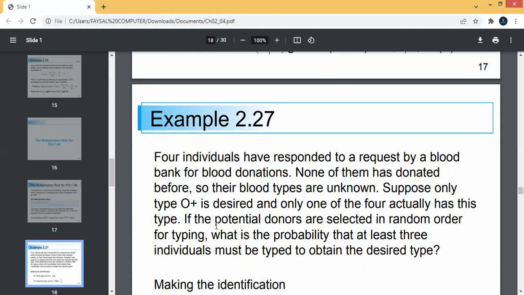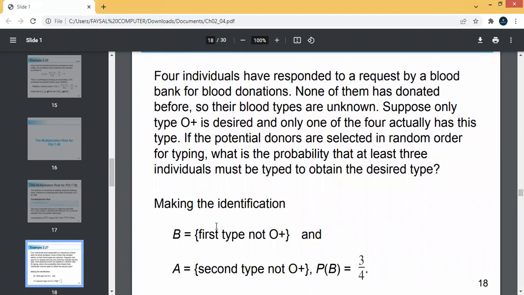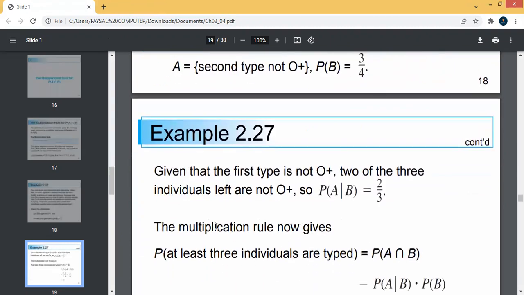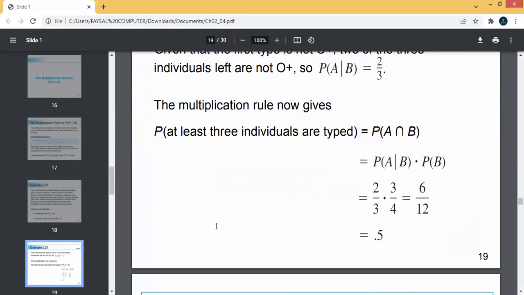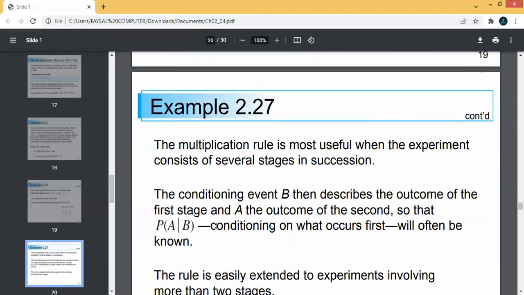Okay, so let us say that B equals first type not O positive, and A equals second type not O positive. The probability of B will be 3/4. Given that the first type is not O positive, two of the three individuals are left, so the probability will be 2/3. The multiplication rule says that the probability of A intersection B equals the probability of A given B times the probability of B. So the probability of A given B is 2/3, and the probability of B is 3/4. So the answer is 0.5.